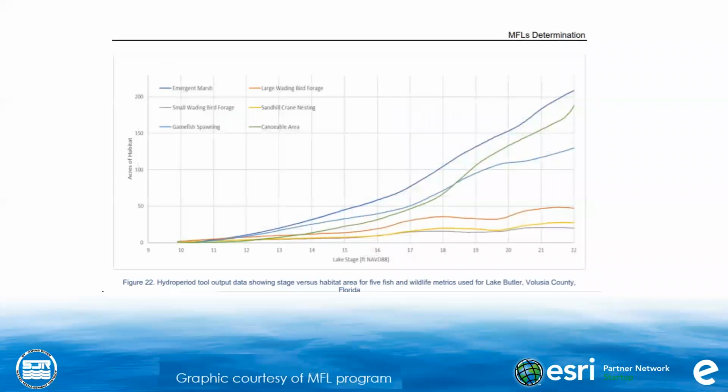And these show the habitat area for all of the 5 fish and wildlife metrics analyzed. And as you can see, they all increase with stage, with emergent marsh having the greatest relationship, the highest slope. And the canoeable area for Lake Butler was measured as well, which is the area of the lake deep enough to canoe or kayak. So a 20 inches or greater metric was used, and that also increased with lake stage. Next.